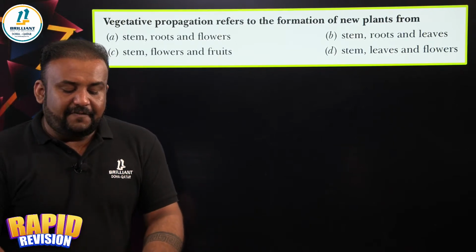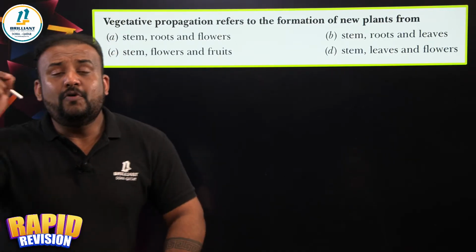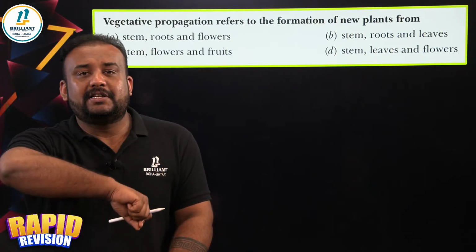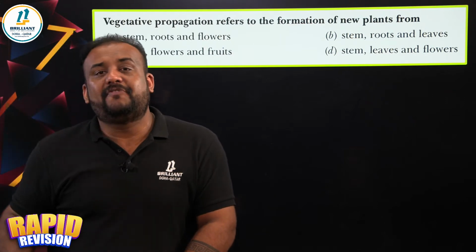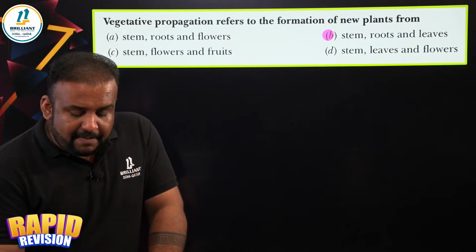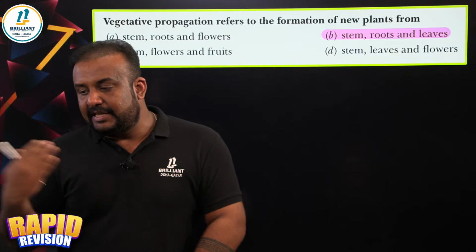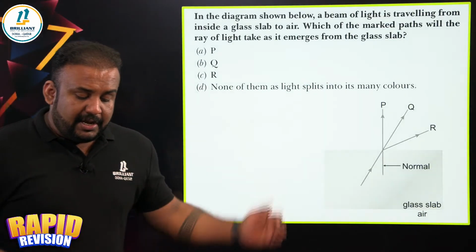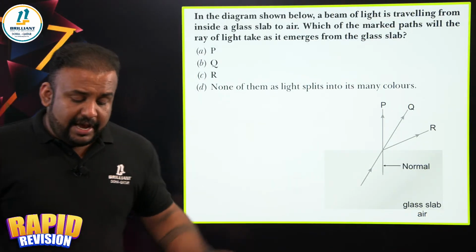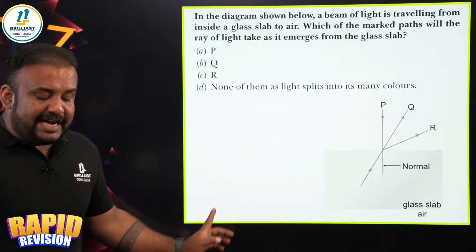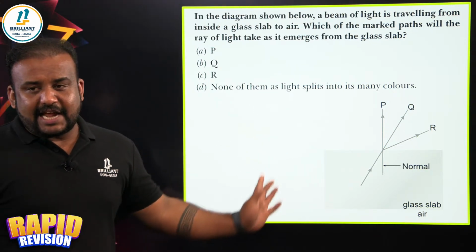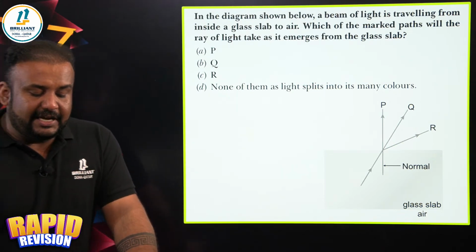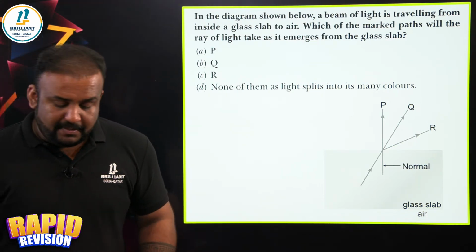Vegetative propagation refers to the formation of new plants from the vegetative parts of the old plant. Which are the vegetative parts? Everything except flower, right? So it is from the stem, the roots and the leaves. These are the vegetative parts of the plant. In the diagram shown below, a beam of light is traveling from inside a glass slab to air. So that's denser to rarer. Which of the marked path will be the ray of the light as it emerges from the glass slab?